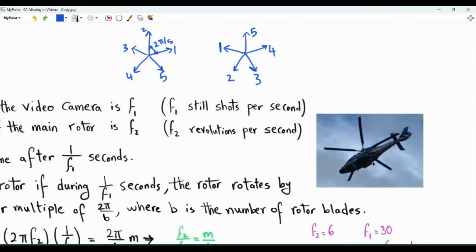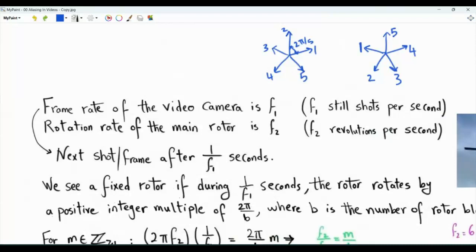A rotor that is apparently not rotating is due to a certain relation between these two parameters, F1, the video camera frame rate, and F2, the number of revolutions per second. This relation will make us see a fixed or stationary rotor. We see a fixed rotor if during this time interval, 1 over F1 seconds, the rotor rotates by an angle that is equal to 2 pi over b, where b is the number of blades, or an integer multiple of 2 pi over b, like 2 times 2 pi over b, or 3 times 2 pi over b, and so forth.